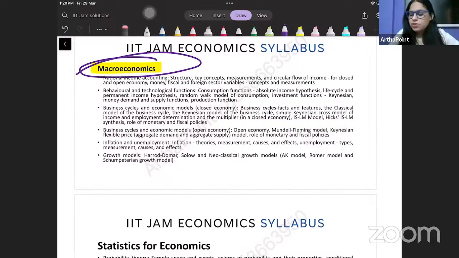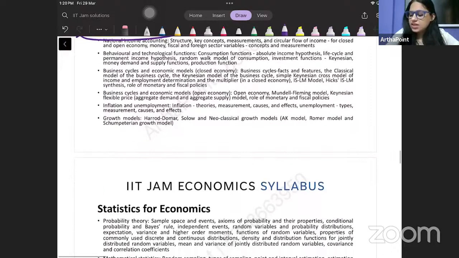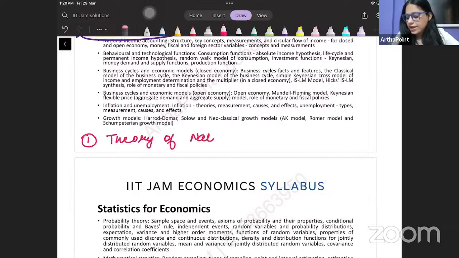Beta, macroeconomics we can majorly divide in this way. First of all, we will be studying the theory of national income. In the theory of national income, we will study what national income is and what the methods to calculate national income are: income method, expenditure method, and product method. So we will be talking about all the theory related to national income.